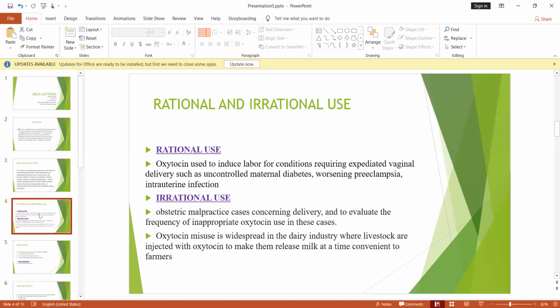Now we have rational and irrational use of oxytocin. In rational use, it is used to induce labor and also to control bleeding in women. But its irrational uses are very harmful in our society, as it is used by farmers. They give injections of oxytocin to cows to increase their milk production.